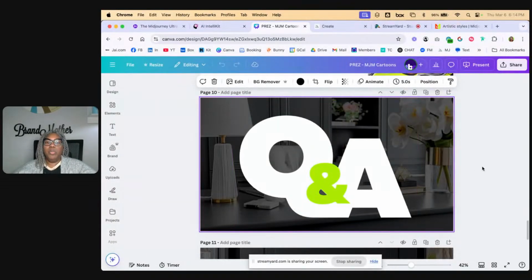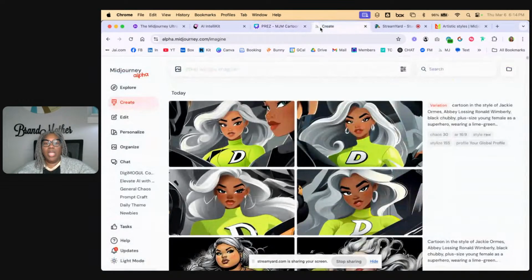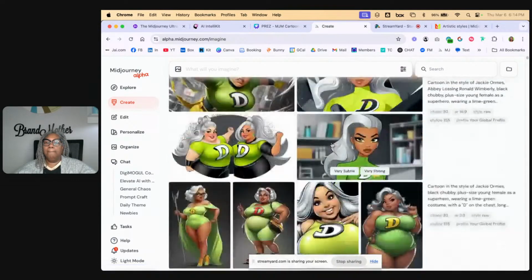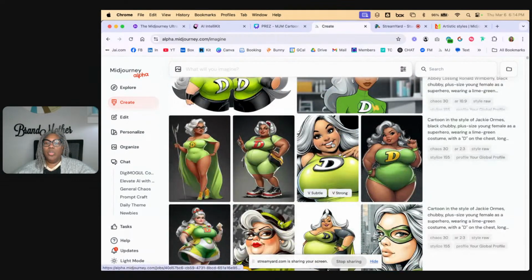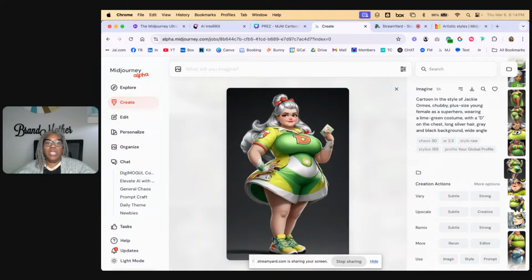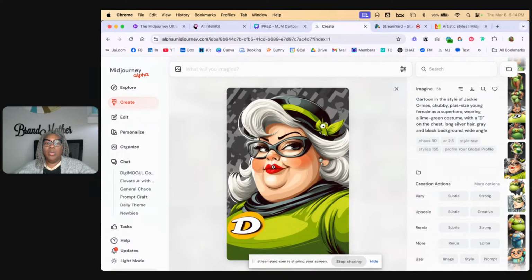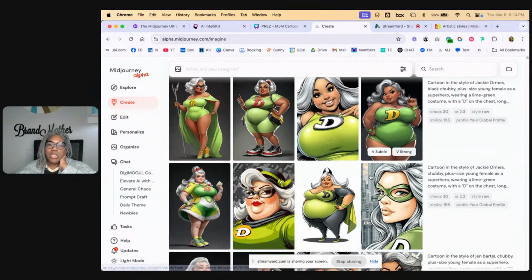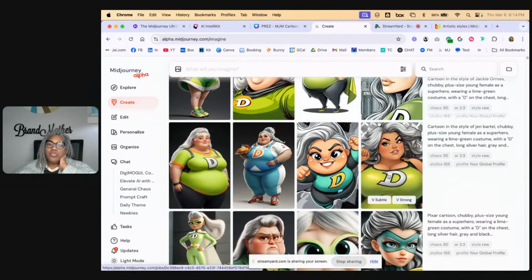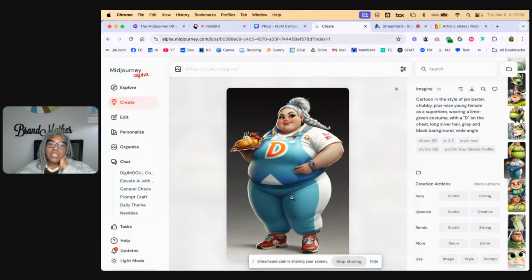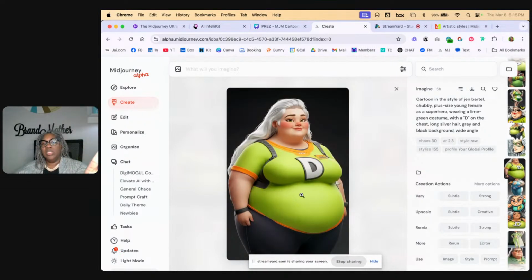All right, let's jump over into Midjourney and look at some of the things that were generated. Here's Jackie right here. These are some images I generated from Jackie. And then let's look at some of the images for Jen Bartel. Hers is slightly different, and as you can see, these still look different.